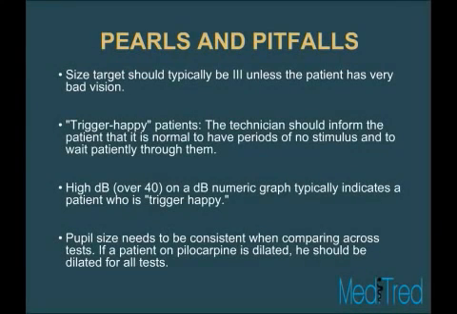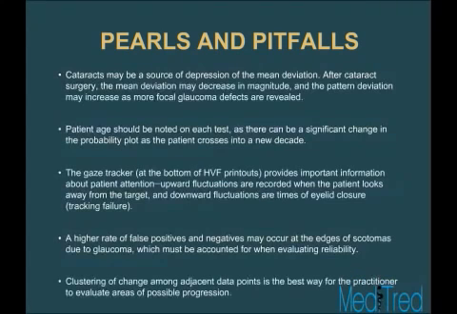Some of the pearls and pitfalls that I think are important: size target should typically be around 3 unless the patient has very bad vision, as I mentioned. Trigger-happy patients, you can see the technician should inform the patient that it is normal to have periods of no stimulus, as Dr. Suhu mentioned, and to wait patiently through them. High decibels over 40 on a decibel numeric graph typically indicates a patient who is trigger-happy. Pupil size needs to be consistent between the tests. If a patient is on pilocarpine, that's something that needs to be taken into account, and if the pupil is dilated, that can also make comparison between different visual fields less useful.